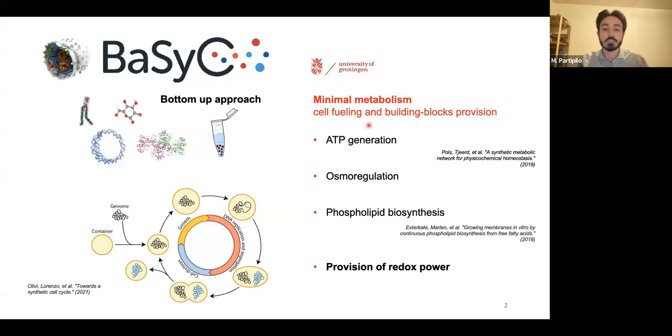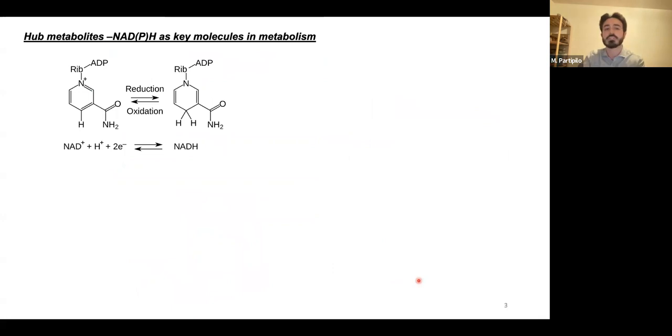And already some work has been published in this regard, for instance, on how to provide ATP in synthetic cells or to ensure their osmoregulation, or assembling and forming building blocks for the biosynthesis of phospholipids that enclose the compartment. But as I mentioned at the beginning, I will focus on redox power and redox reactions.